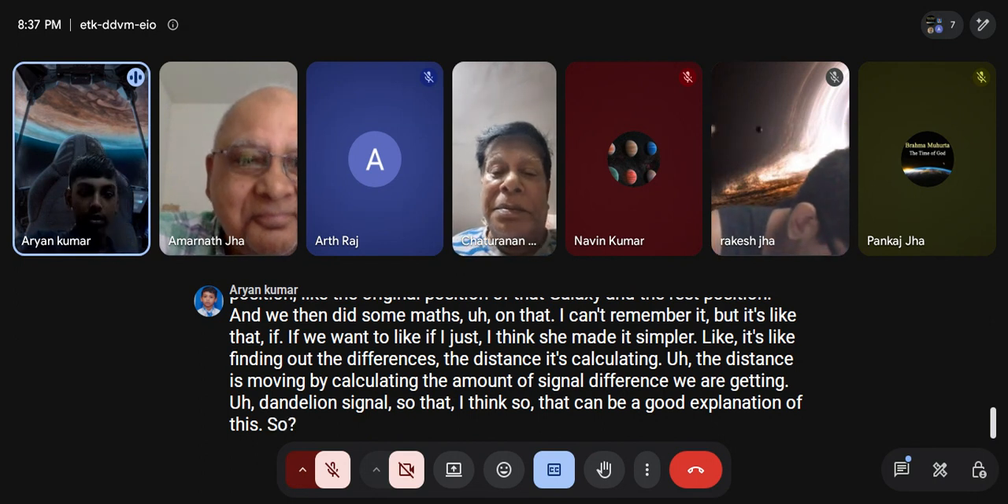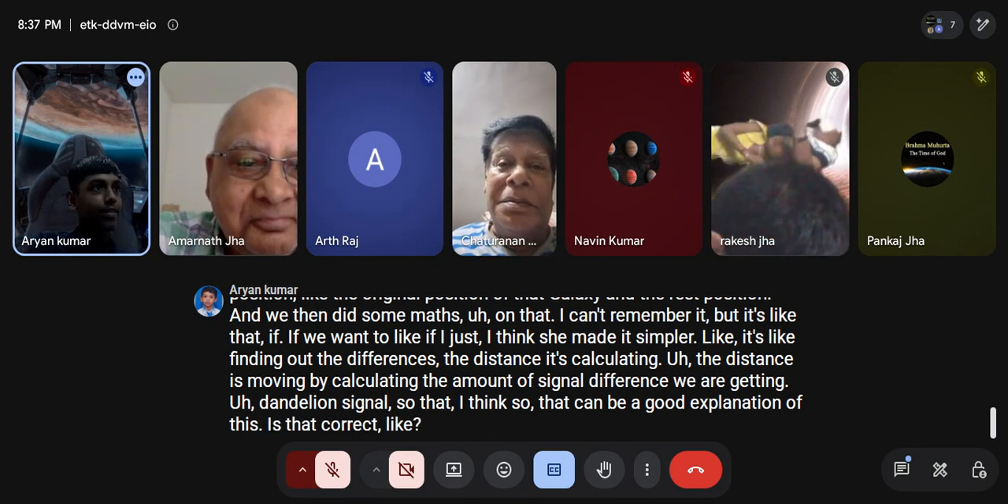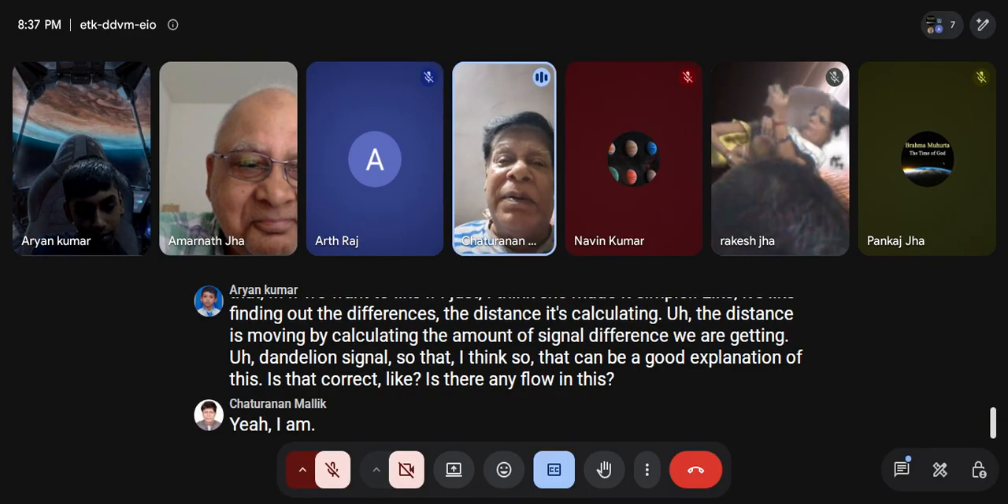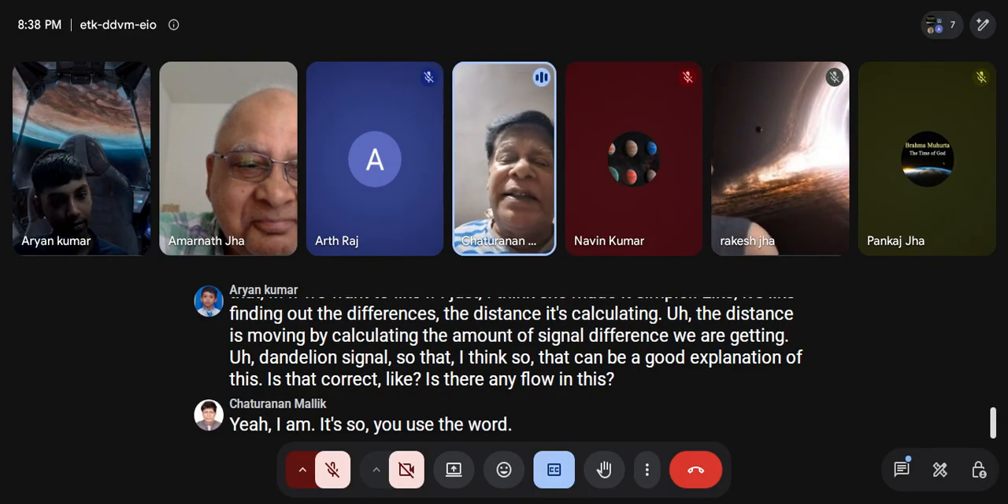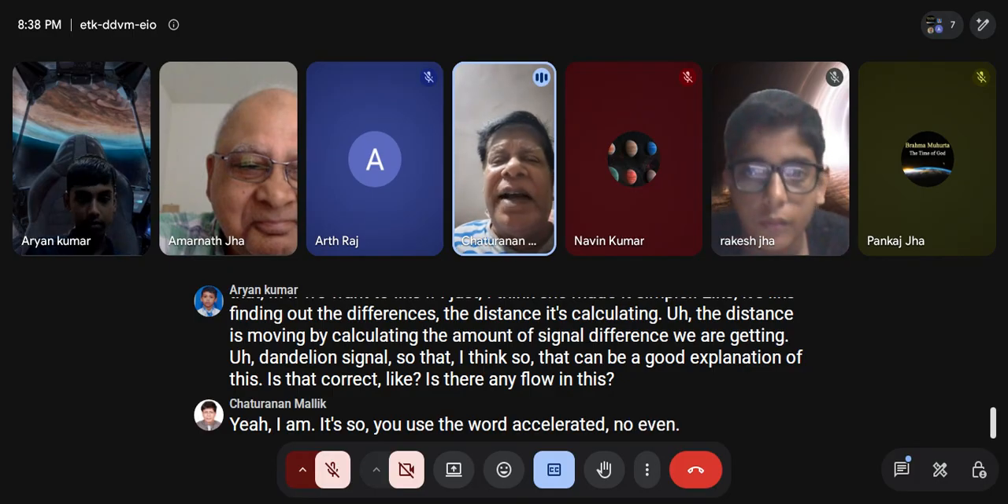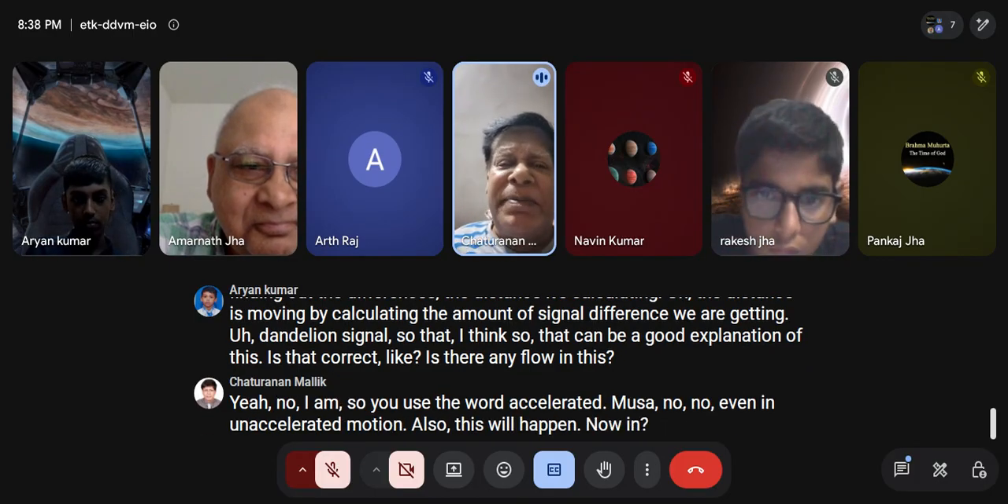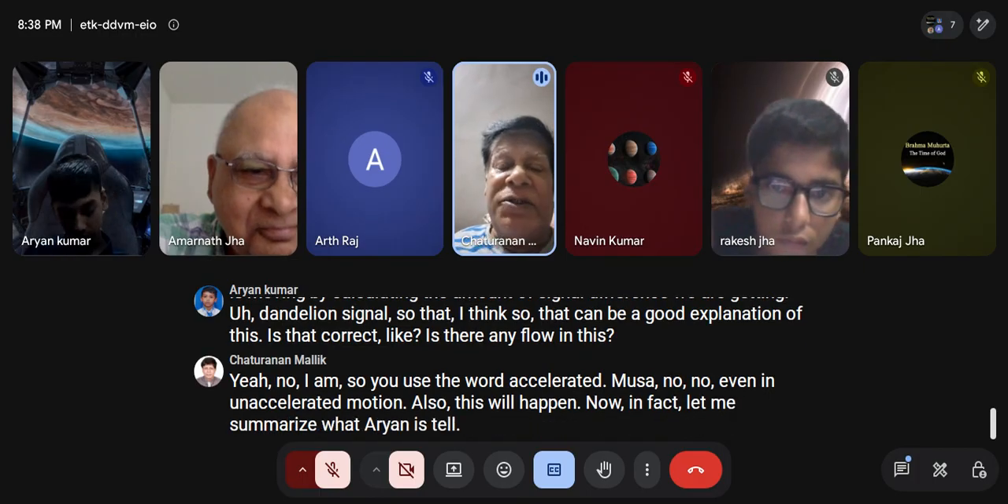So, Malik sir, is that correct? Is there any flaw in this? Yeah, so you use the word accelerated motion. No, even in unaccelerated motion, this will happen. In fact, let me summarize what Aryan is telling.